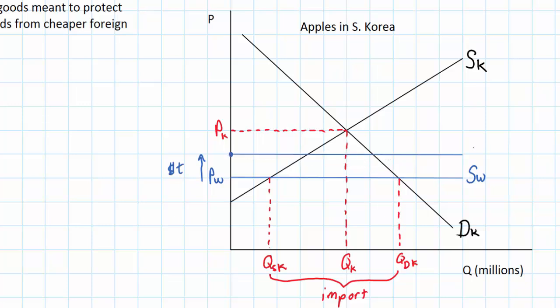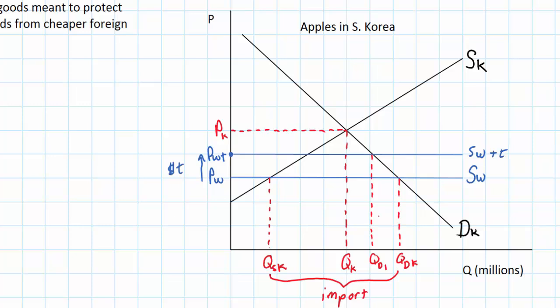We'll call this new supply curve SW plus T. It represents the world supply curve with the tariff added by the Korean government. This leads to an increase of the world price of apples in Korea to PWT, the original world price plus the tariff. Now the price of apples as seen by Korean consumers has increased. What impact will this have on the quantity demanded by Korean apple consumers and the quantity supplied by Korean apple growers? Clearly, a higher price leads to a fall in the quantity demanded. We'll call this QD1.